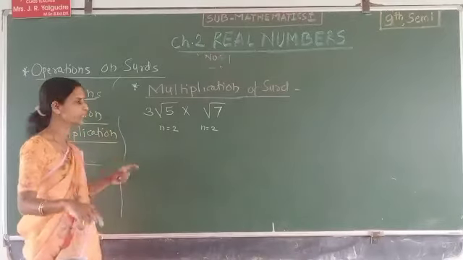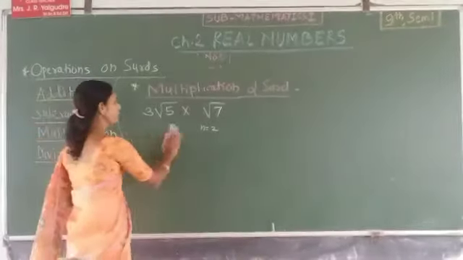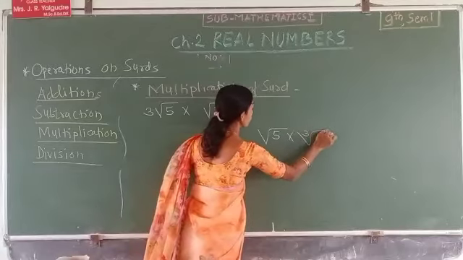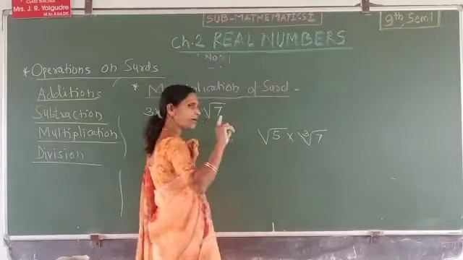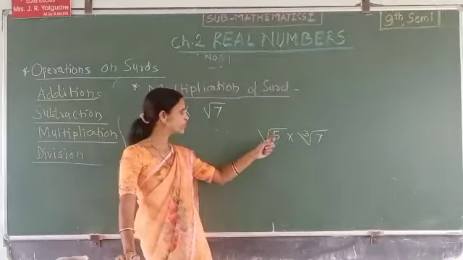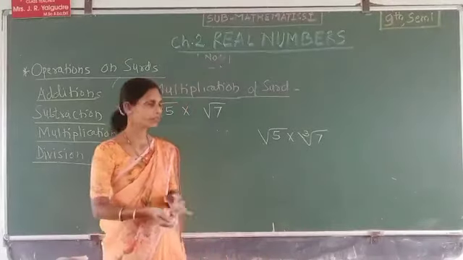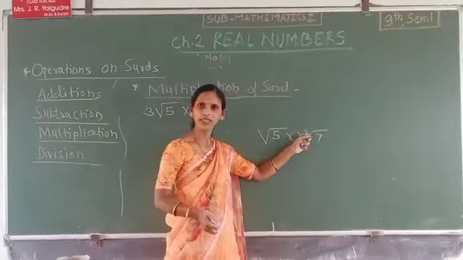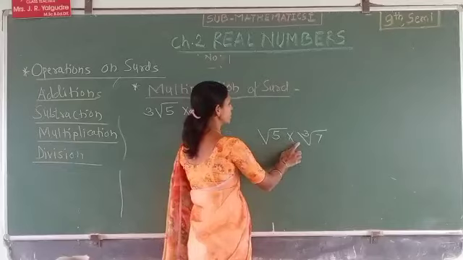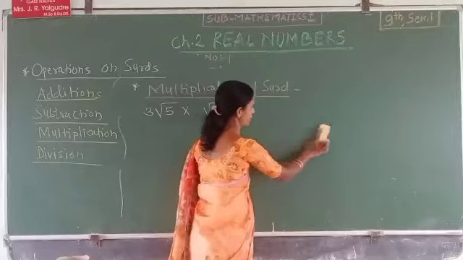But we can do the multiplication of those surds of which the order is the same. That means if root 5 into cube root of 7 is there, then we can't multiply those surds. We can multiply those surds, but we have to make the orders of both surds the same. Then we will solve the examples of multiplication of those types of surds later.